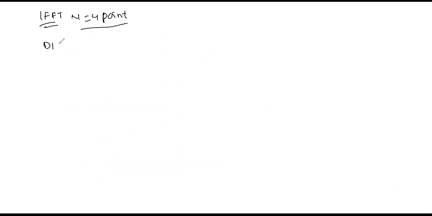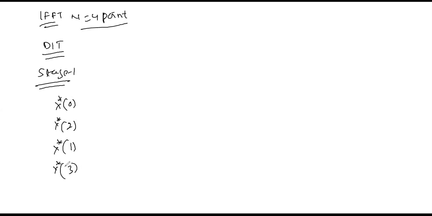Now, the first is DIT. DIT same. So, stage 1. What is the input? In DIT, you all know that inputs are in bit reversal order. I'm writing like this. This input is x conjugate 0, x conjugate 2, x conjugate 1, x conjugate 3, because it is bit reversal order. Then simple calculation. This is the DIT. So first two, the next two, like this. These are the butterflies, first two, then next two, because this is stage 1.